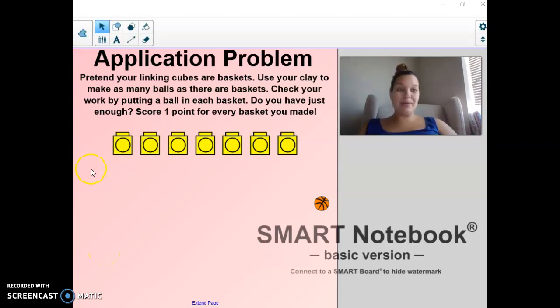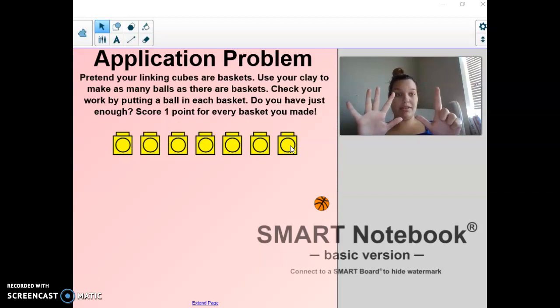Okay, so let's talk about this. If each linking cube is a basket and I need a ball for each basket, let's count our baskets first. 1, 2, 3, 4, 5, 6, 7. So we need how many basketballs? 7, as long as we want to have the same as.